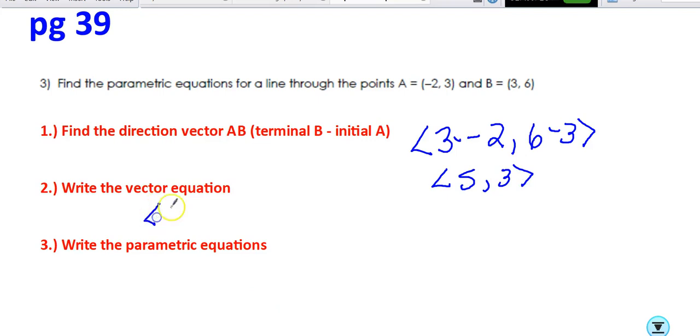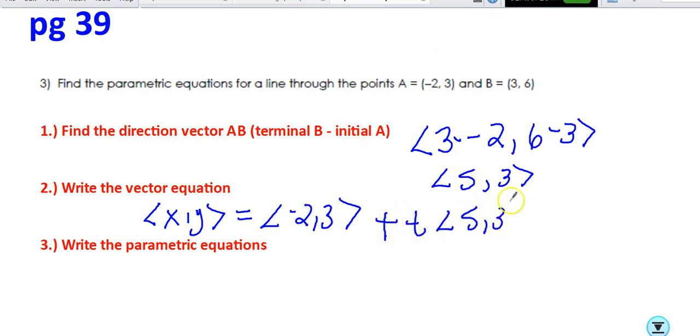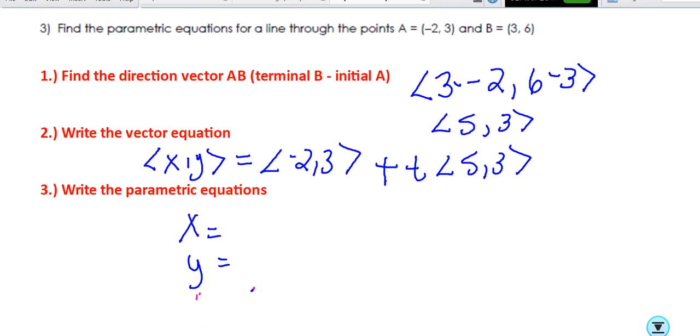Your vector equation will be x, y equals. Pause the video here, look back at what we did in the prior problem and see if you can copy that for writing the vector equation. All right, so we've got the initial point A, -2, 3, plus t, 5, 3. Okay, parametric equations. We need an x equals and a y equals. So taking my x parts, -2 plus t times 5, so I like that as 5t. The y parts would be 3 plus t times 3, so that's 3t. And here's our parametric equations.